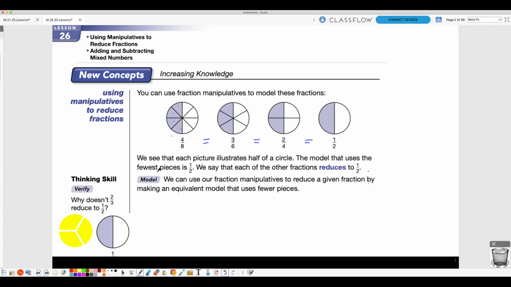We could also look at it in a different way. Why doesn't 2/3, as in this one, this would be 1/3 right here, and this is also 1/3. Why do these 2/3 not reduce to 1/2? If you were to look at the reason, it's because this 1/2 is smaller than those 2/3. 2/3 would be 66 2/3% of a circle. 1/2 is 50% of a circle. So that's why it doesn't reduce.